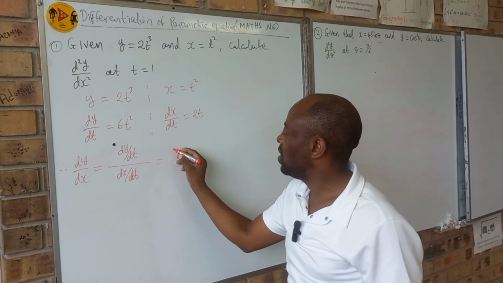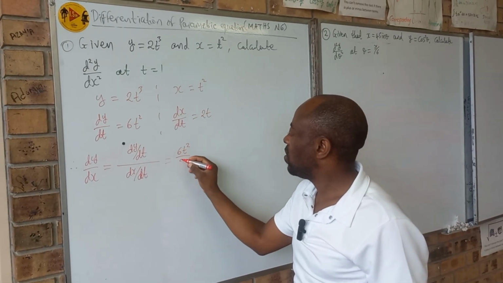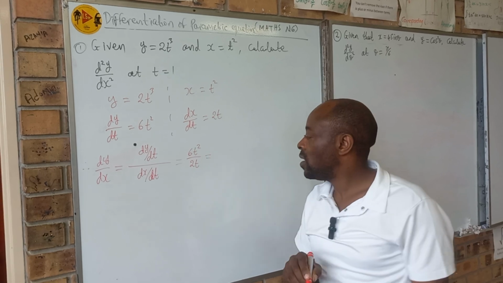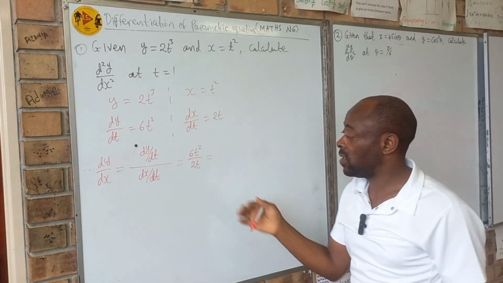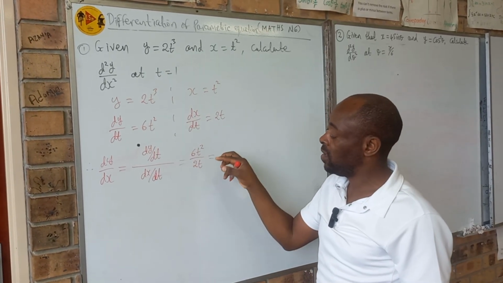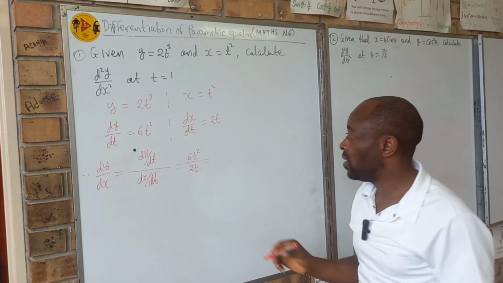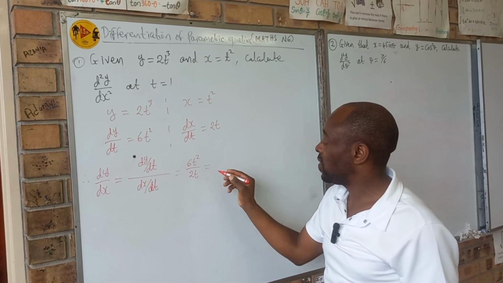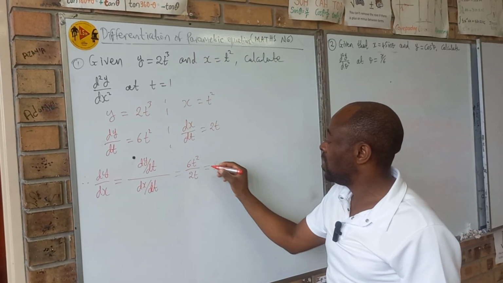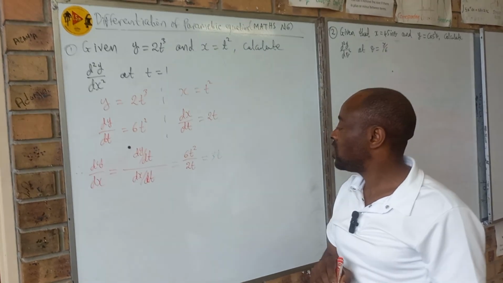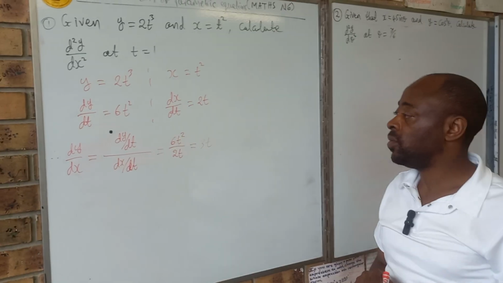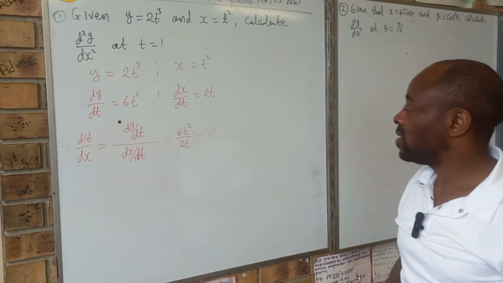So that gives me 6t squared on 2t, which I'm always advising students that once you get here, try to simplify it so that when you go to the second derivative, your work doesn't look too bulky. So if I simplify this, 6 over 2 gives me a 3. T squared divided by t gives me 3t. So there I'm done with the first derivative.